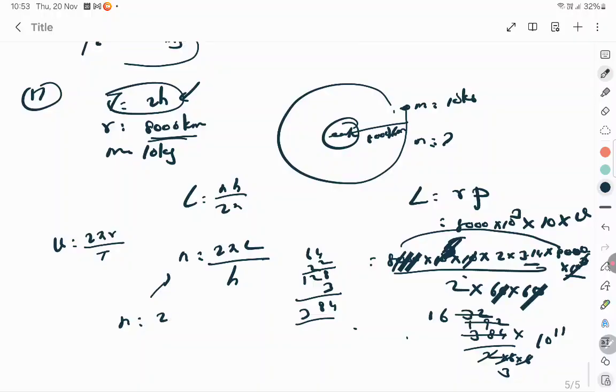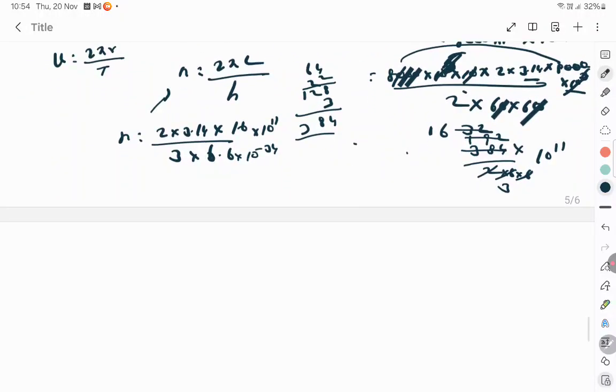n is equal to 2 into 3.14 into L, which is 16 by 3 into 10 to the power 11, divided by h, which is 6.6 into 10 to the power minus 34. Let's see what this will get you. What is the answer? n is 5.3 into 10 to the power 45. Yes, we got a 10 to the power 45.